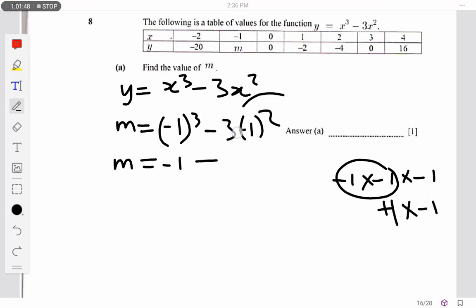Minus, then the minus 1 times minus 1, there we get a plus. Then times 3, we get a 3 there. So we get our m as minus 4. That's the value of our m there.